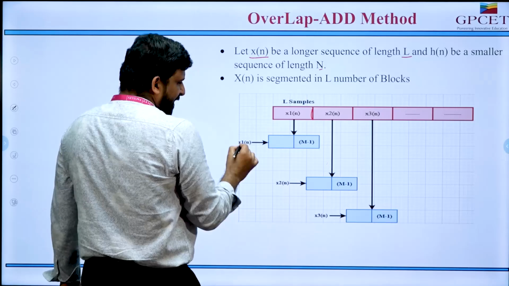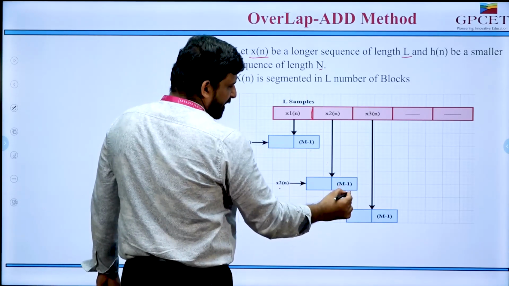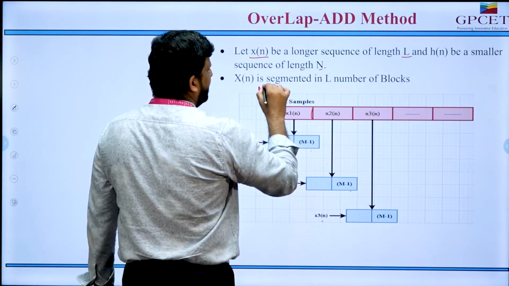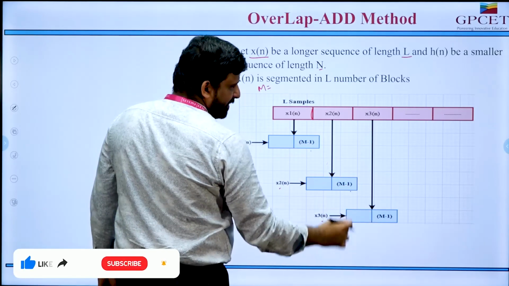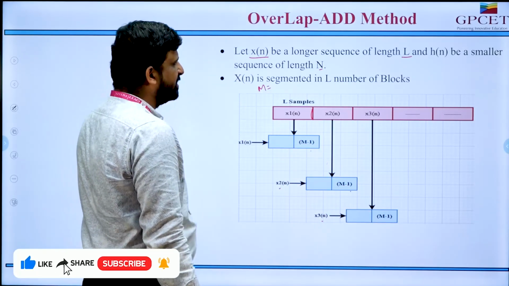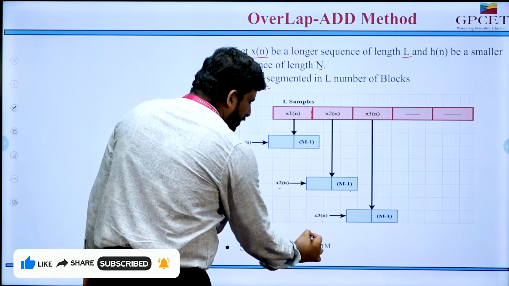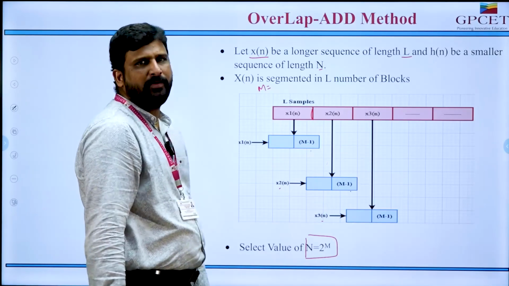Now if you see here, x1 of n has length m-1, x2 of n has length m-1, x3 of n has length m-1. That is, depending upon the length m, that many are subdivided into x1 of n, x2 of n and x3 of n. Now select the value of n. If we know the value of n, not a problem. If the n value is not given, same, n is equal to 2 power m.